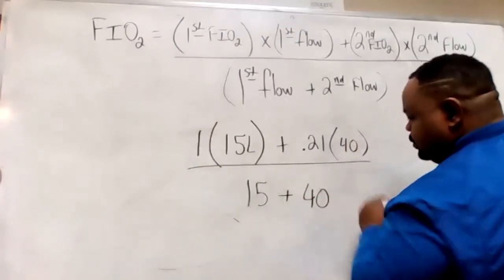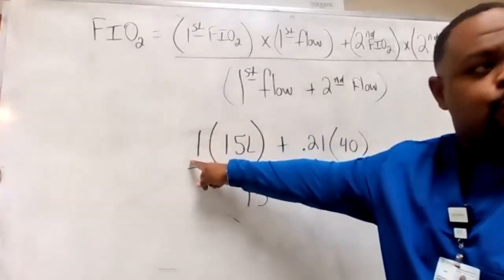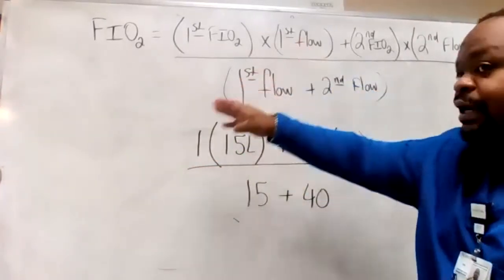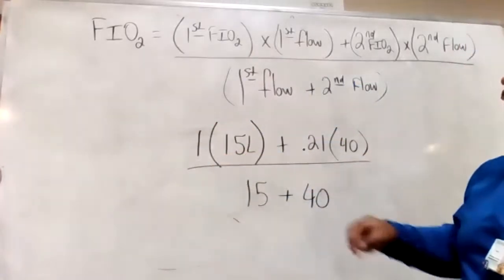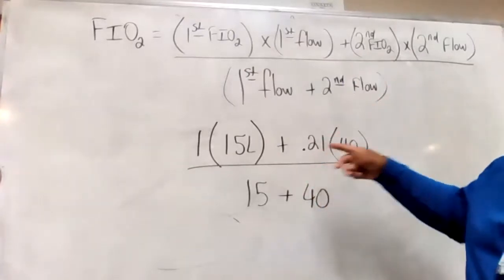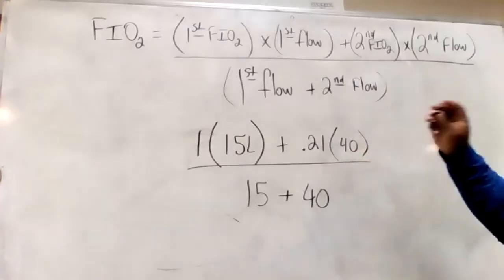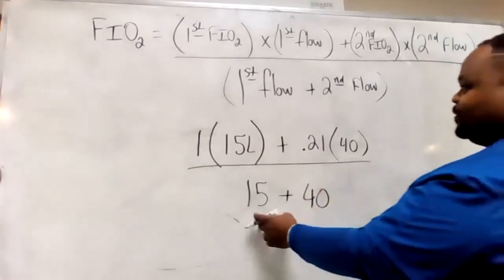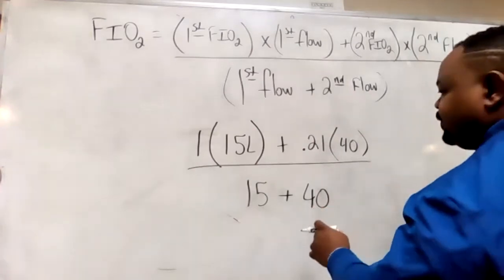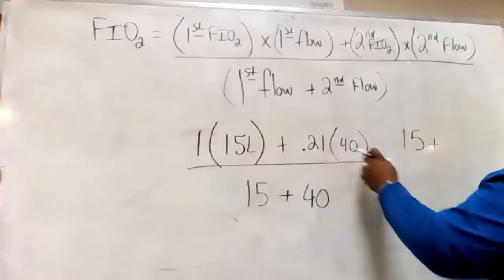So the first one had 100% FiO2, which is 1 as a decimal, times the first flow. That oxygen was on 15 liters per minute, plus the second FiO2, which was room air, 0.21, times the second flow, which is 40 liters per minute, divided by the first flow plus the second flow. Do what's in parentheses first: 1 times 15 is 15, plus 0.21 times 40.